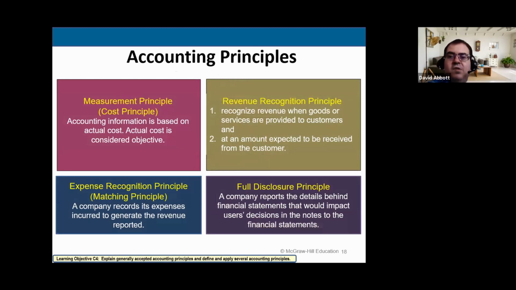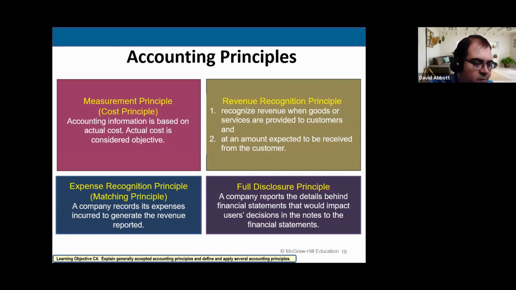And so the measurement principle, or the cost principle, is something very important. It states that accounting information is based on actual cost, and the actual cost is considered objective. You know what something costs. So let's say that you buy a new truck for your business. You know what that cost was. And then the expense recognition principle, or matching principle, is when a company records its expenses incurred to generate the revenue reported. So you have to match the revenue along with the expense.